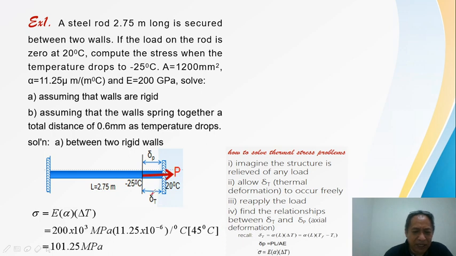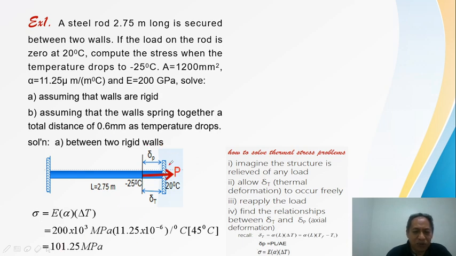Because the dimension, the coefficient, the length, we put it as the dimension. We just put it as an absolute value. There we have the amount of stress that is developed on the body: 101.25. Assuming that the walls are rigid in B. So, we already have the answer, eh?